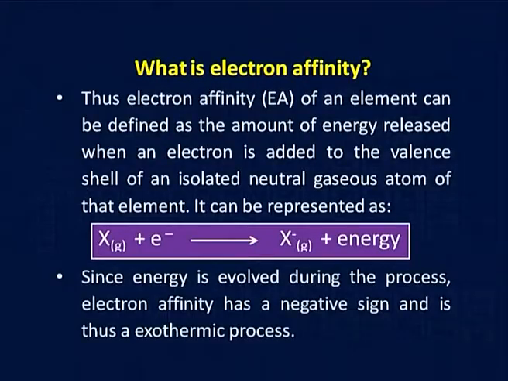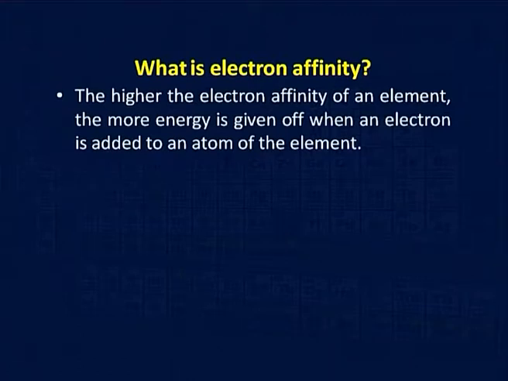The higher the amount of energy liberated, the higher the electron affinity of the atom. Since energy is evolved during this process, the electron affinity has a negative sign and it is an exothermic process. The higher the electron affinity of an element, the more energy is given off when an electron is added to an atom of the element. It means that if an atom gains an electron and changes into an ion, the higher the amount of energy liberated, the more favorable the process, and the more stable the ion formed.